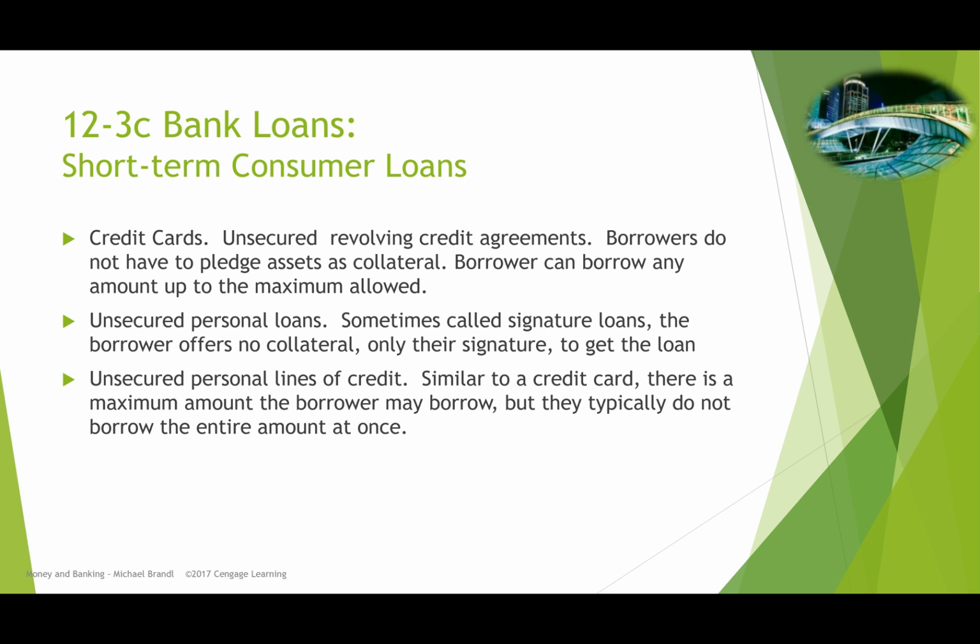Basically, the loan starts as soon as you go into overdraft, clears your account, and makes sure you're back to zero, and then when the check clears or the money comes in, the loan gets deleted again. So those are personal lines of credit.